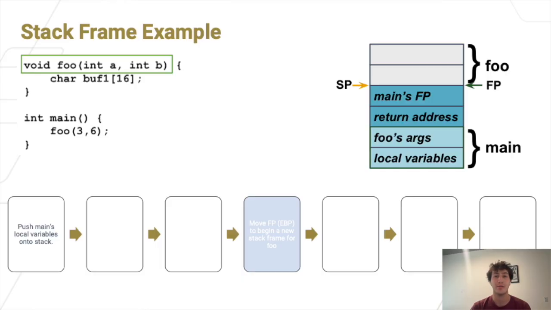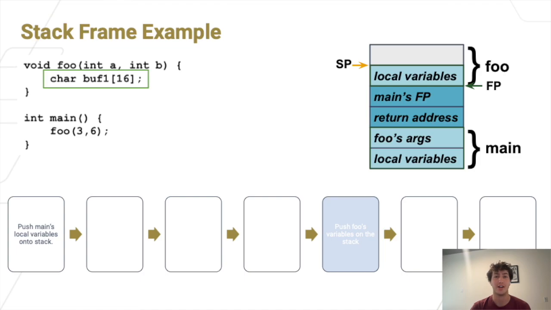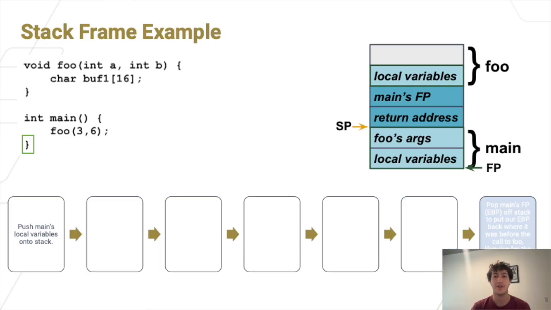We add the local variable buff1 to the stack above RBP. Since the method is now finished, we tear down and return. For the teardown process, first we pop the local variables, then main's frame pointer, which goes to RBP, then the return address, which goes to RIP and becomes the new instruction to execute, and finally we pop the arguments and reestablish main's local variables.